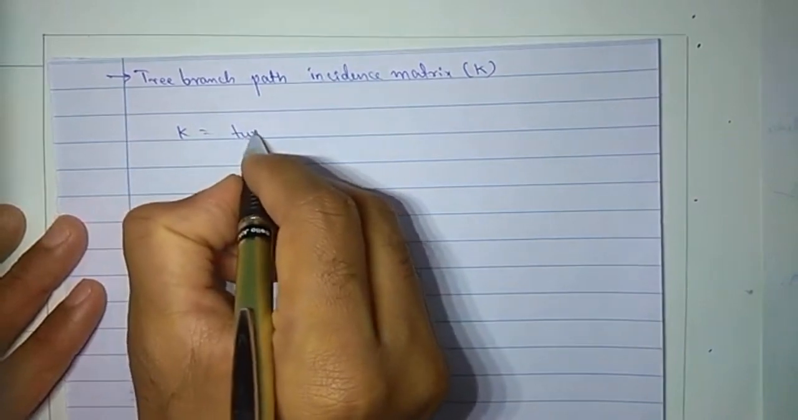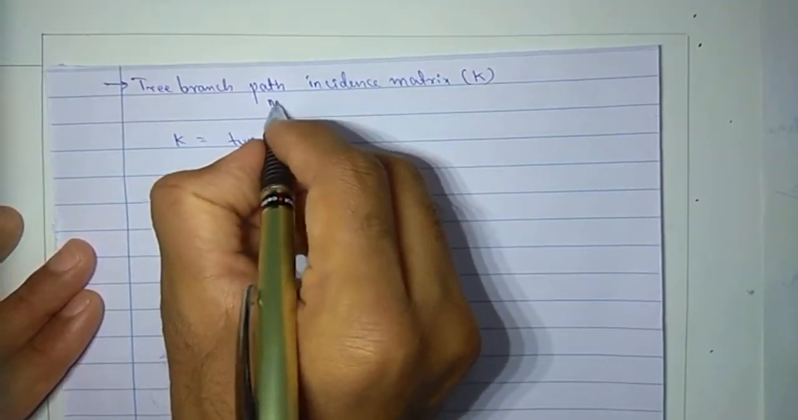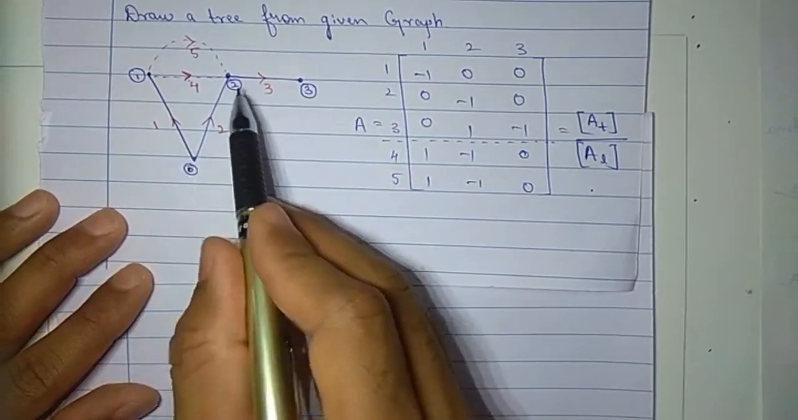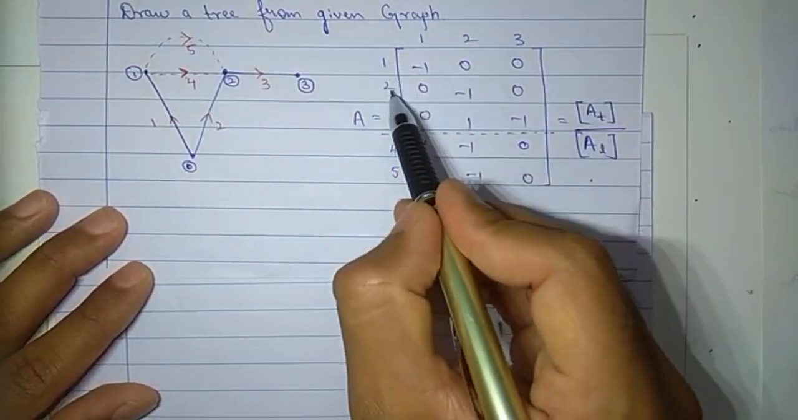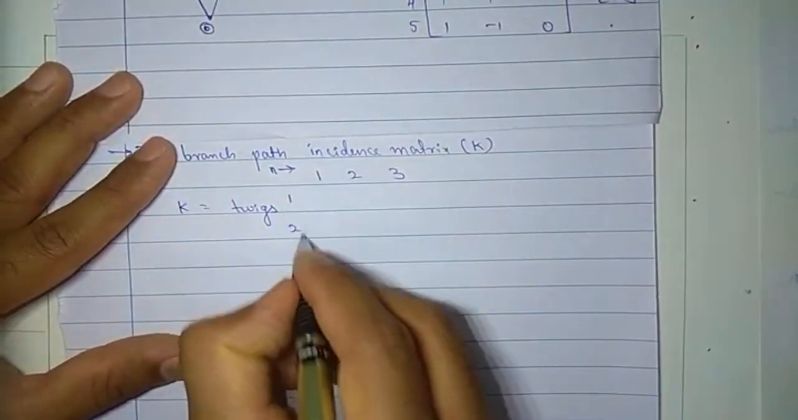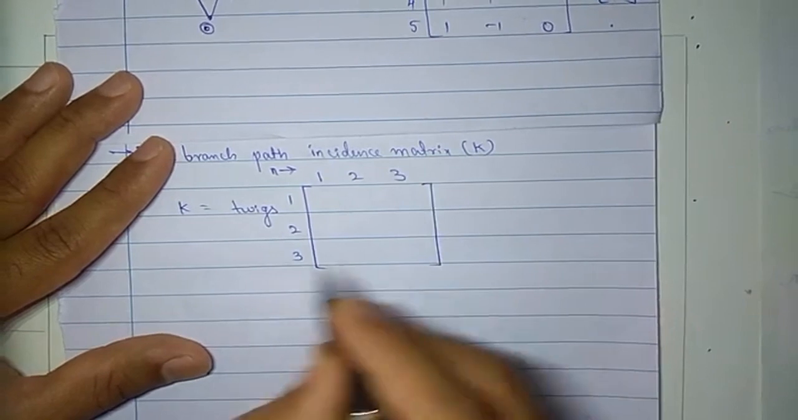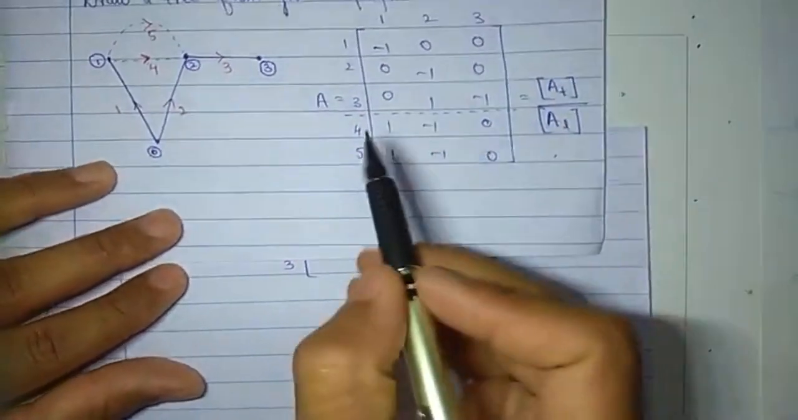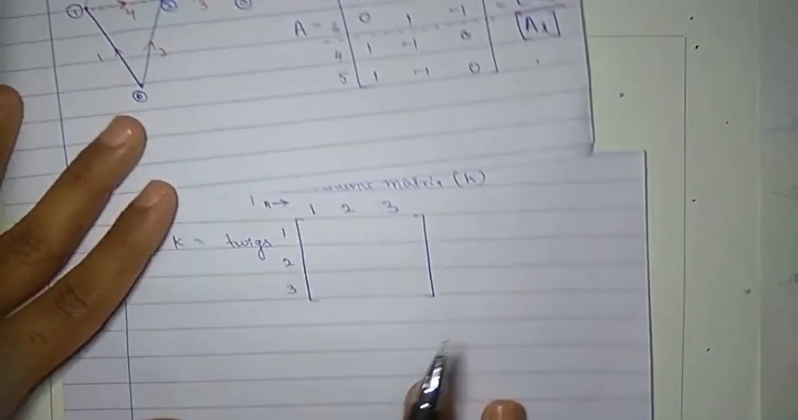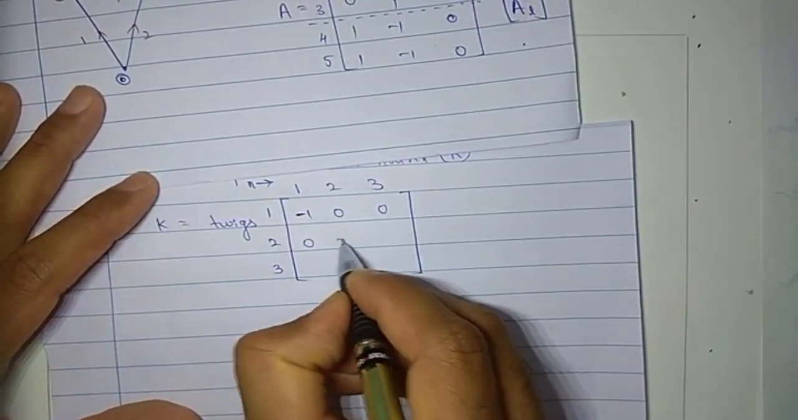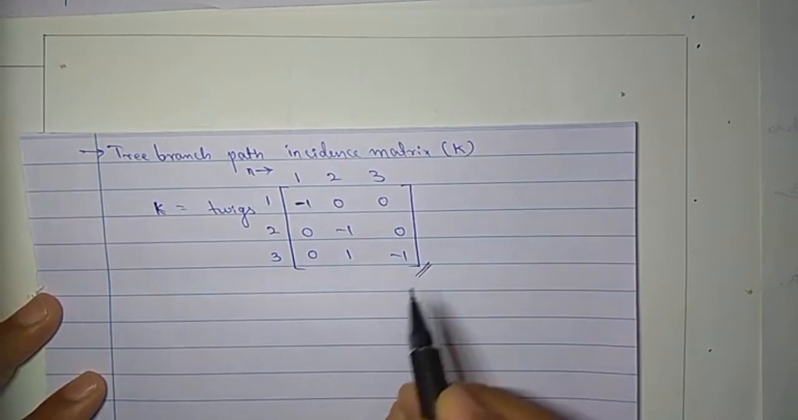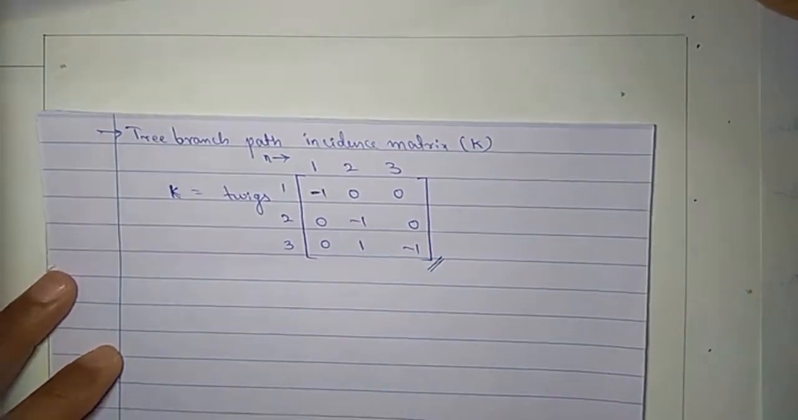K equals twigs and nodes. Totally there are 3 nodes and 3 twigs. Look at this figure. How many twigs are there? That means branches. Here you can see there are 3 twigs, so 1, 2, 3. Row wise it is nodes, column wise it is twigs. So I'll be writing this upper matrix. So this gives the tree branch path incidence matrix K.